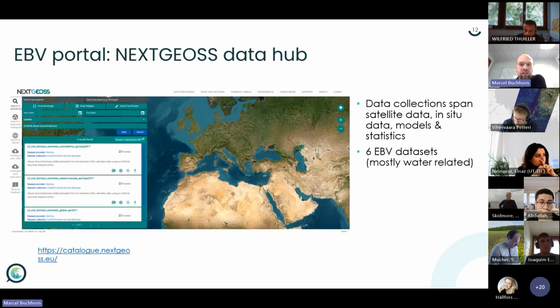There is the NextGEOSS Data Hub portal, which is also not only showing EBV datasets. There are currently only 6 pure EBV datasets in it, but they have a nice overview of all different data collections based on in situ, remote sensing data, models, and statistics. So if you go there searching on the web page, you can find a really nice overview of detailed data sets you can download and use mainly free of charge.